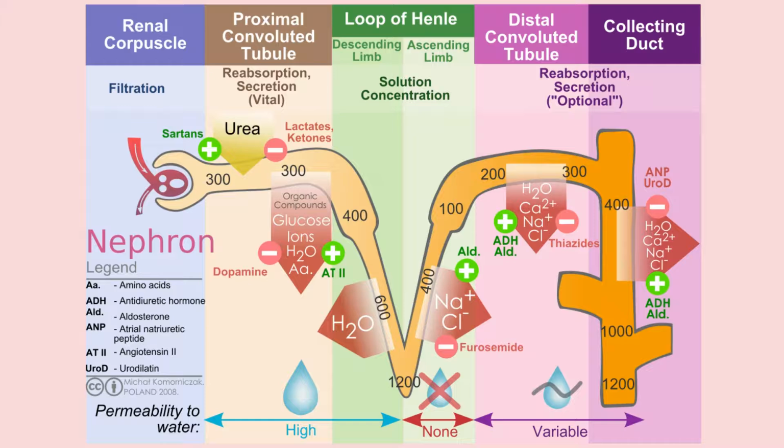Now also note that the thick ascending loop of Henle is water impermeable, while the DCT and collecting ducts depend on ADH for their water permeability. So after the thick ascending limb of the loop of Henle throws out solutes, the fluid inside the tubule is going to become hypotonic because you're throwing out solutes.